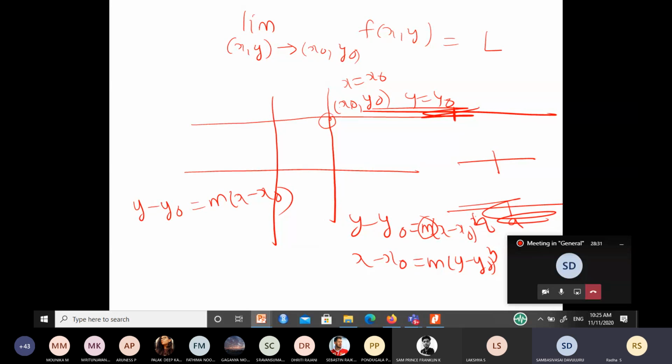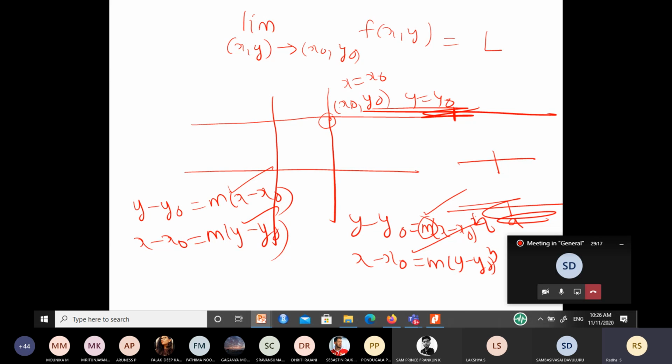This is the straight line, right? With slope m passing through x0 comma y0. Or even I can have a straight line like this. M is itself variable. It's a slope. So when slope varies, here itself you get infinitely many. Here infinitely many. Here infinitely many. So altogether you have infinitely many curves that pass through x0 comma y0. So if you are trying to approach x0 comma y0 through all such curves, and if your f of x comma y approaches L through all such curves, then we say the limit exists.